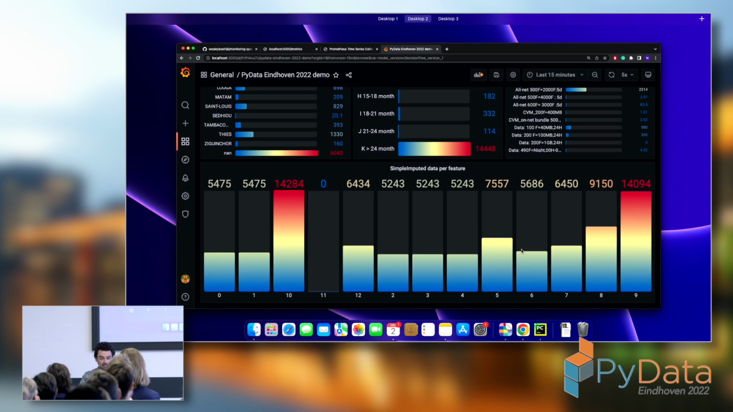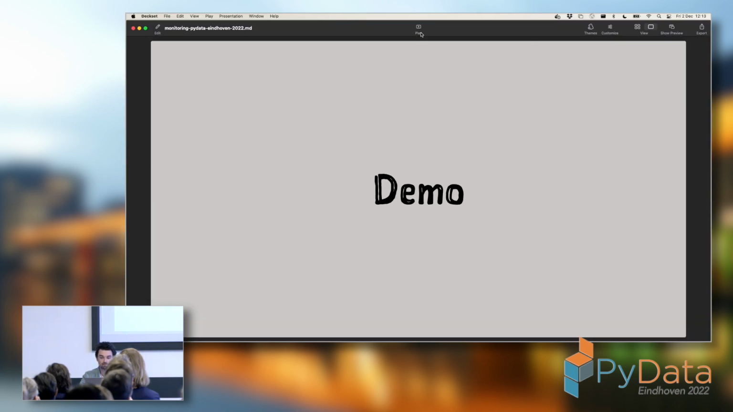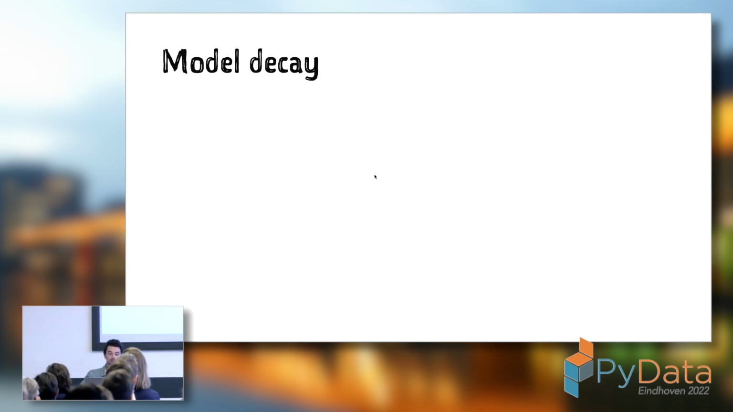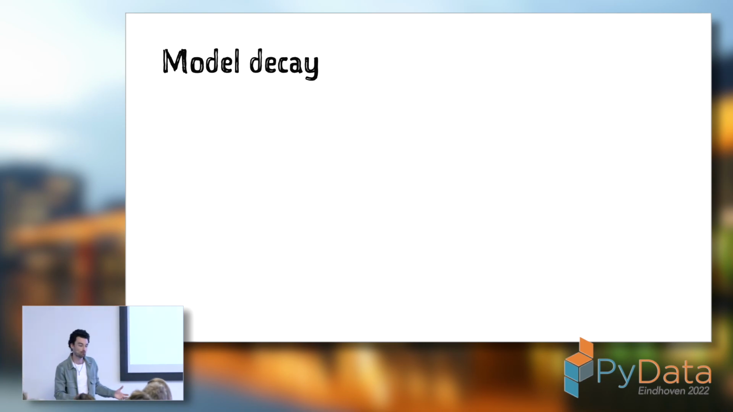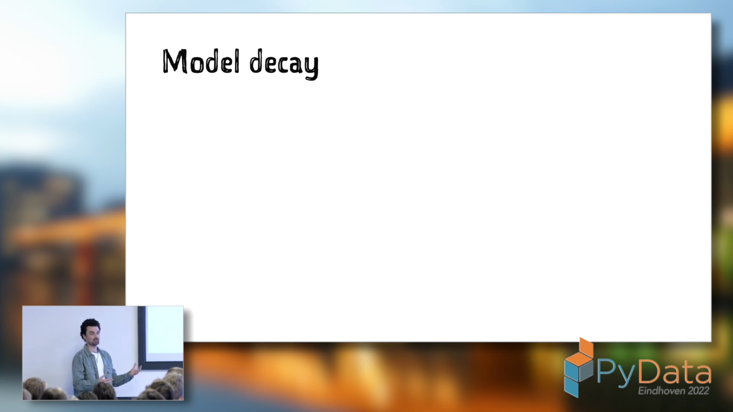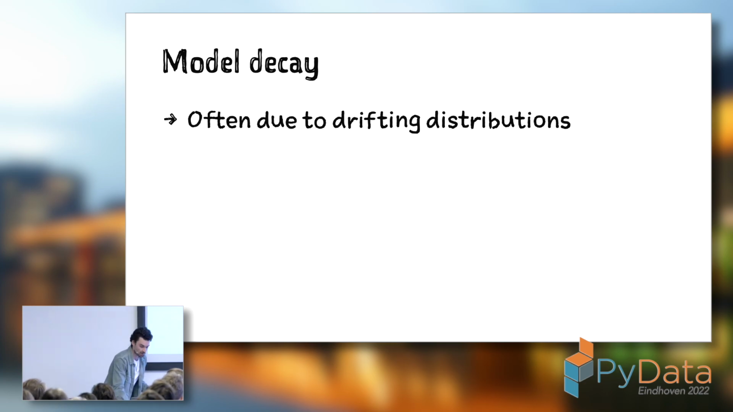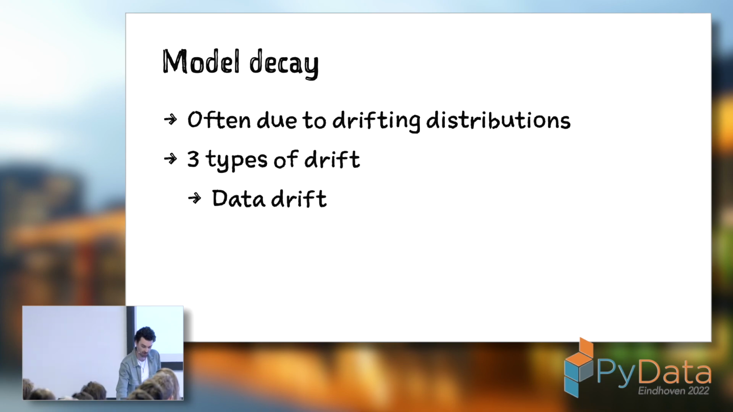Alright, that was the live demo part. Let's continue for a little bit to talk about model decay, because now we have seen a few things that we can track and that we can use to understand what our model is doing. But like I said, the model decays over time. It's not guaranteed to give you stable performance, and it's often decaying or getting worse over time due to drifting distributions.